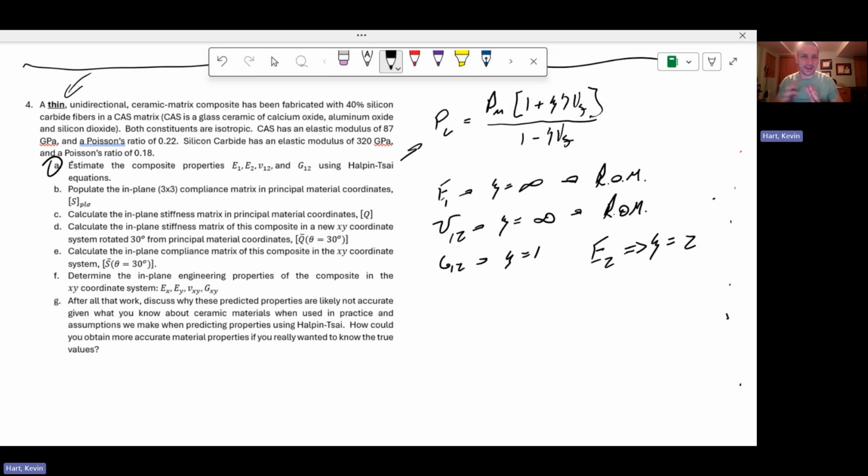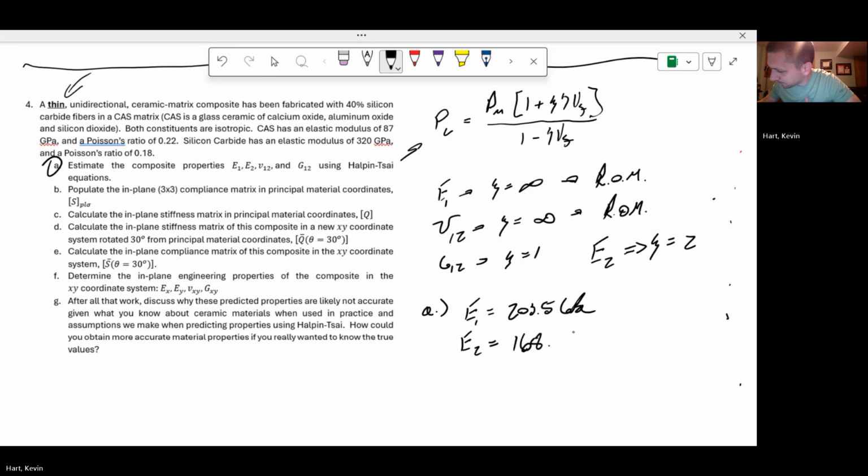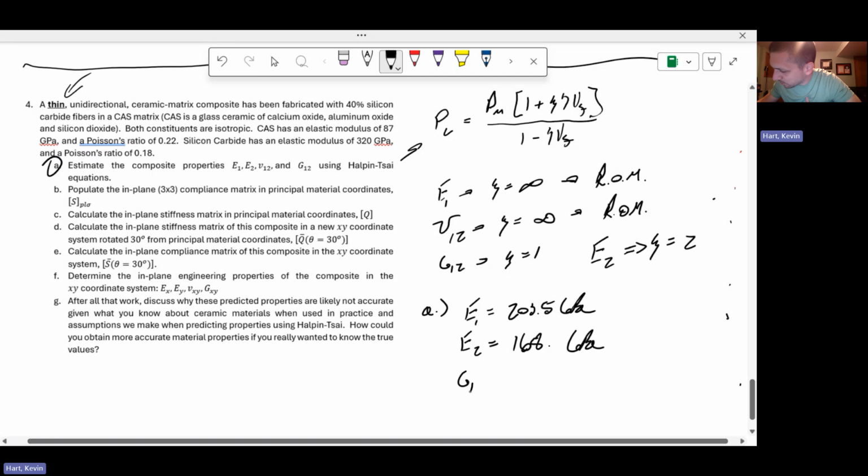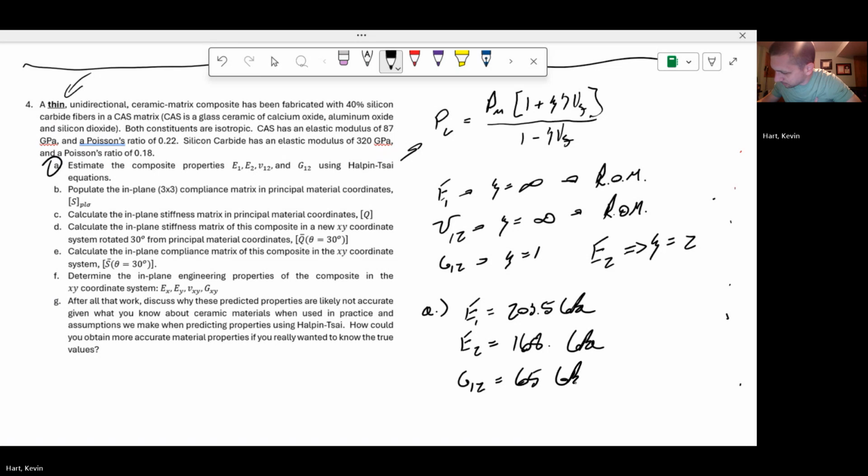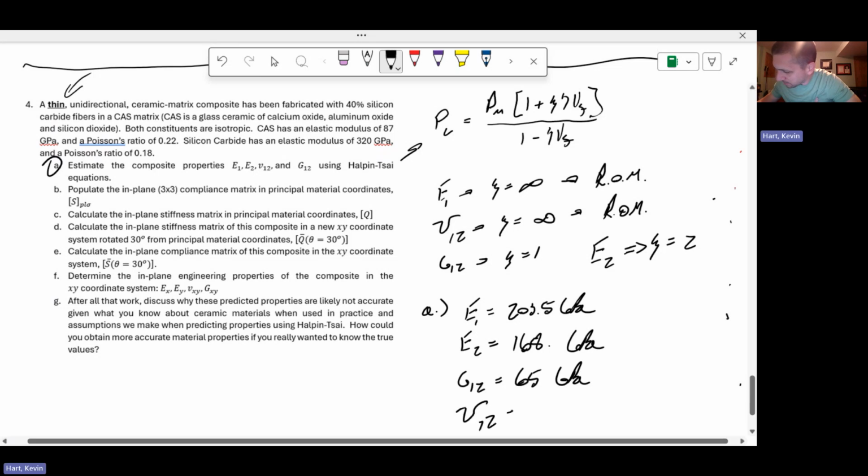So this is Halpin-Tsai, done it a ton. You can do these calculations. I'm not going to go through all the calculations here. I'll just jump to the good stuff and give you the answer, just so you have it. If you want to work on this on your own, that's fine. If you work through this yourself, you'll find that E1 is 203.5 GPa. E2 is going to be 168 GPa. G12 is going to be 65 GPa. And finally, nu12, which would also use rule of mixtures, is 0.2.